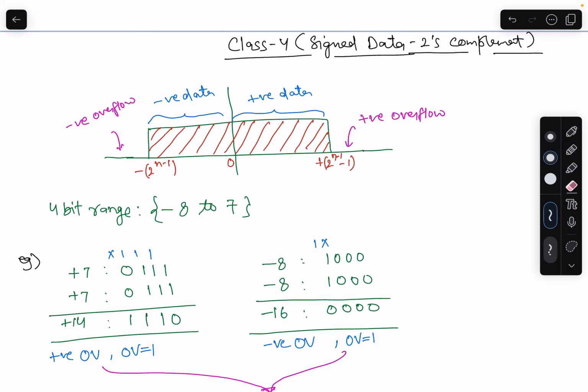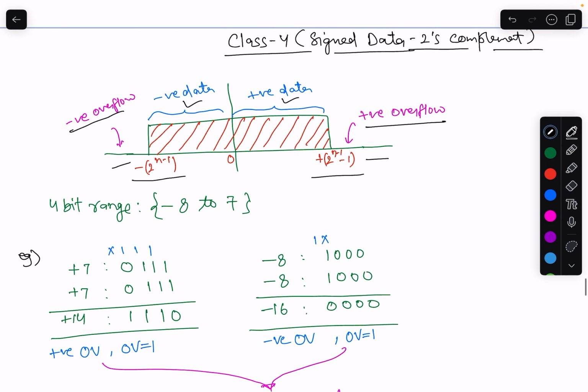Now in one of the previous videos we saw that the range for the two's complement is from minus 2 to the power n minus 1 to plus 2 to the power n minus 1, minus 1. Any number less than this is negative overflow, any number greater than this is positive overflow, and we can represent this many for negative and positive data.